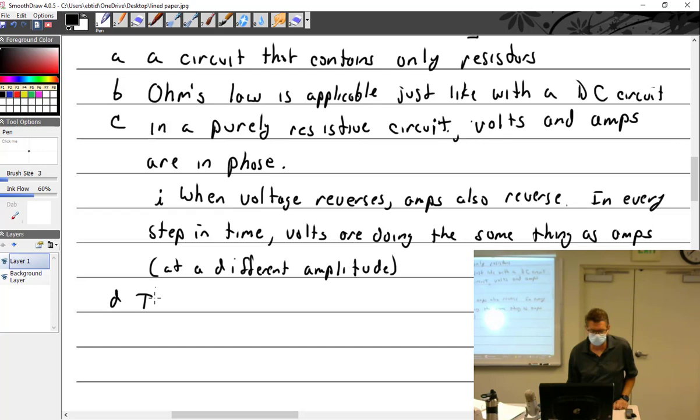I was just confirming: when you said that volts and amps are in phase, they will always be in phase in a resistive circuit. Always. It takes something else to knock them out of phase.